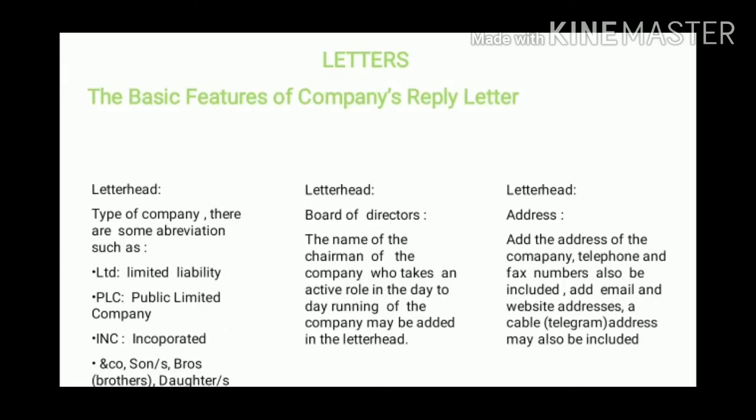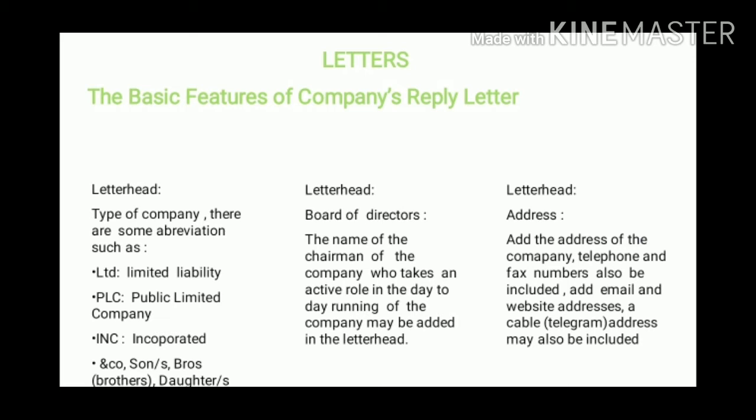The next slide, I want to explain about the basic features of a company reply letter. The first of the basic features of a company reply letter is the letterhead. In the letterhead, there are the type of company, board of directors, address, and register number. So, I want to explain about the type of company.